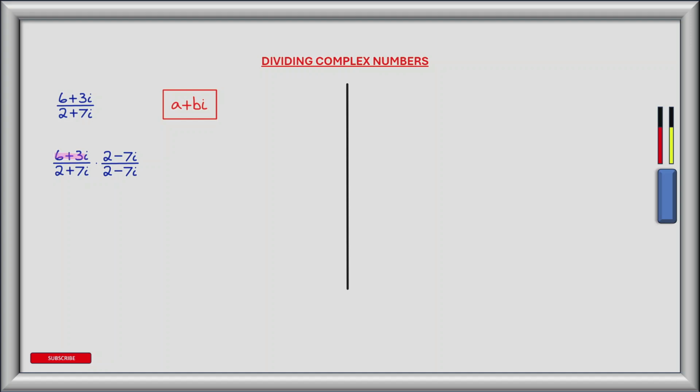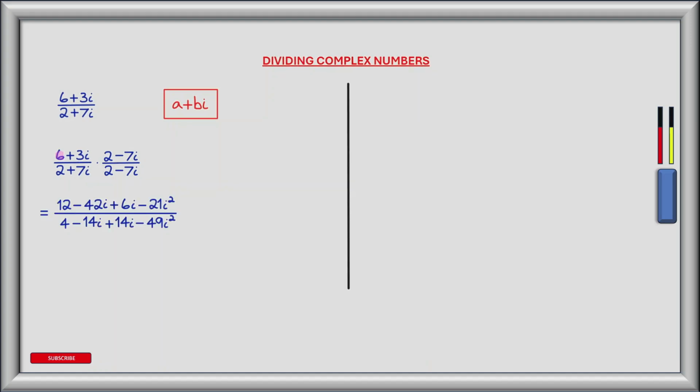So we now have 6 plus 3i divided by 2 plus 7i multiplied by 2 minus 7i divided by 2 minus 7i. Now we need to multiply the complex numbers in the numerator and denominator together and then simplify. Beginning with the numerator, 6 multiplied by 2 gives us 12. 6 multiplied by minus 7i gives us minus 42i. 3i multiplied by 2 gives us 6i. And 3i multiplied by minus 7i gives us minus 21i squared.